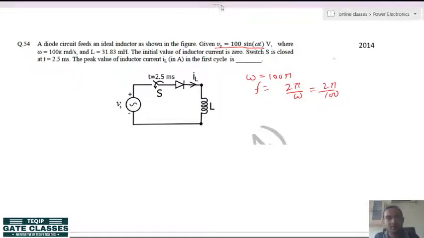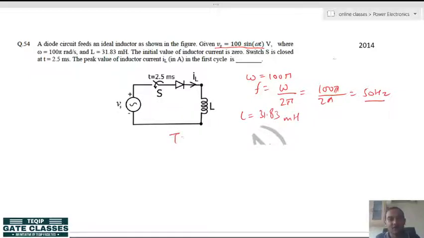Omega is 2 pi f, so f is equal to omega upon 2 pi. I had written it a little wrong. So, it will be 100 pi over 2 pi, which means it is 50 hertz. And it is given that the inductor value is 31.83 millihenry. So, 50 hertz means your time period is 20 millisecond.